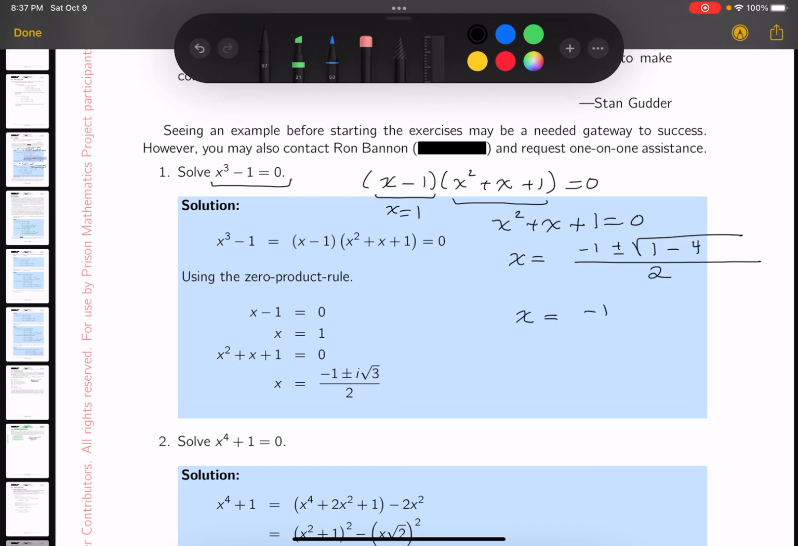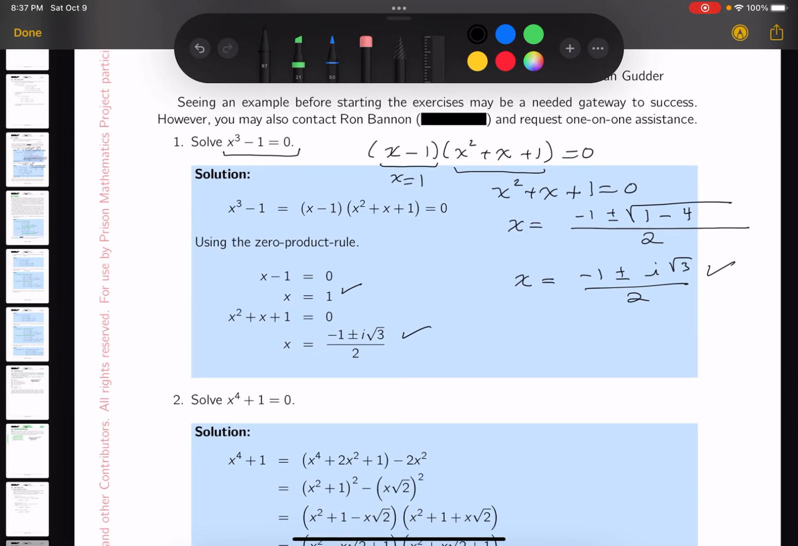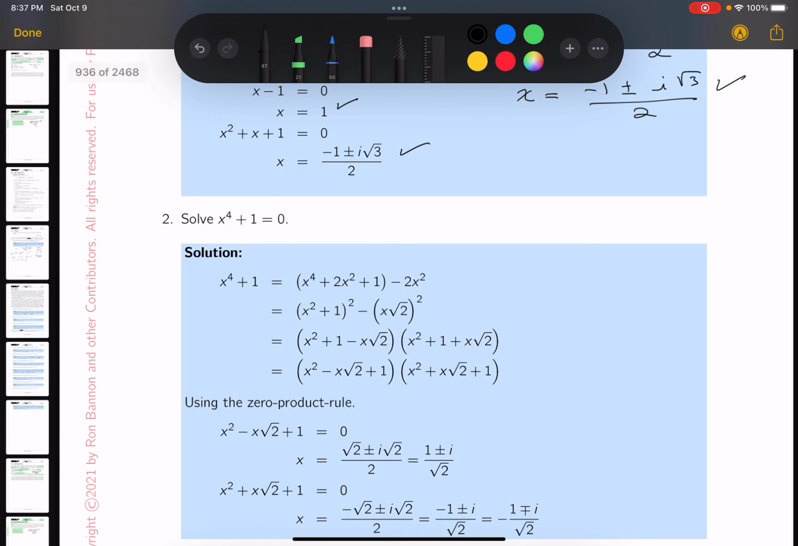It's going to be minus 1 plus or minus, 1 minus 4 is minus 3, so this would be i root 3, over 2. So now I have 2 additional solutions. And the solution is going to be x equals 1, that's written here. And then there's 2 solutions over here, and I've got those written down for you. 3 solutions to that. Now this one over here, there's going to be 4 solutions to it.